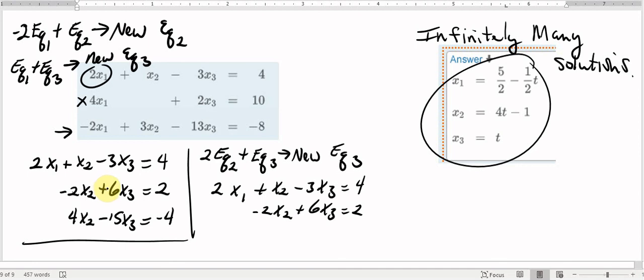So then we get 2 times this 6 is 12. 12 minus 15 is negative 3x of 3. 2 times this 2 is 4 minus 4. That guy gives us 0. I left a negative off somewhere.